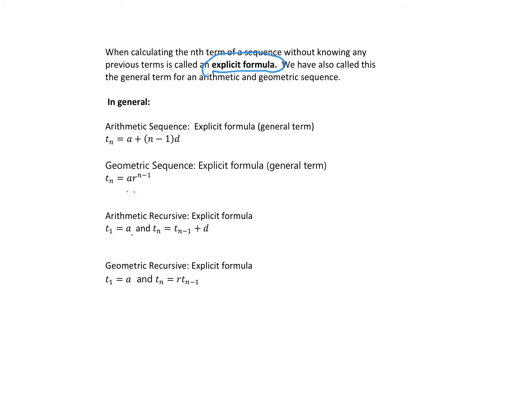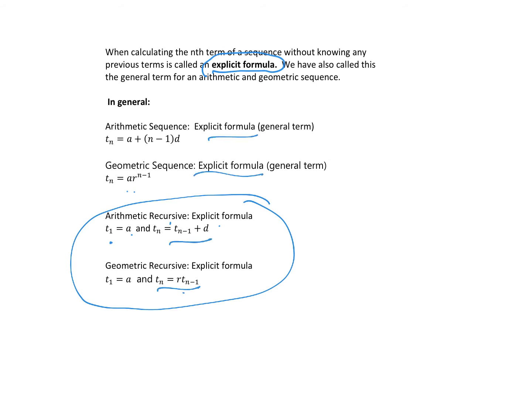Then we have the recursive formulas. We would be given the first term as a, and then for an arithmetic sequence the recursive formula would be t sub n equals t sub n minus 1 plus a common difference. And the geometric would be t sub n equals t sub n minus 1 times a common ratio. So here are my formulas for recursive and explicit.